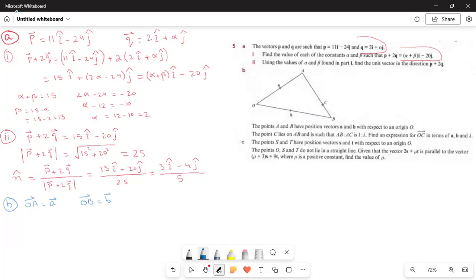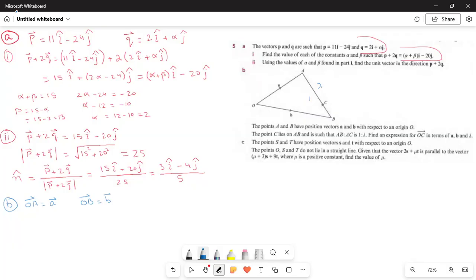The point C lies on AB, and it is said that AB to AC is 1 to lambda. So if AB is 1, then AC is lambda. Keep this in mind.